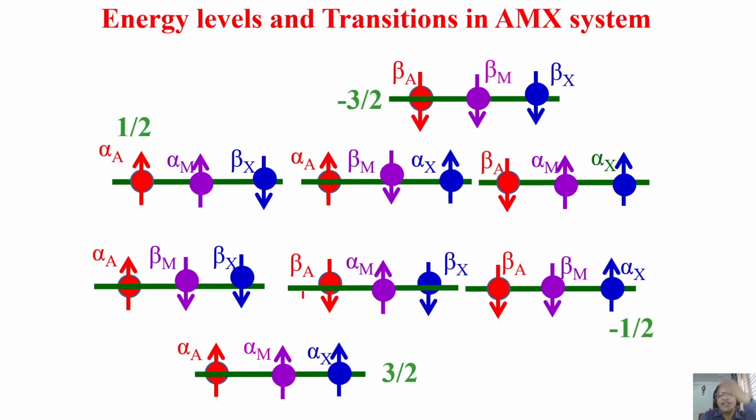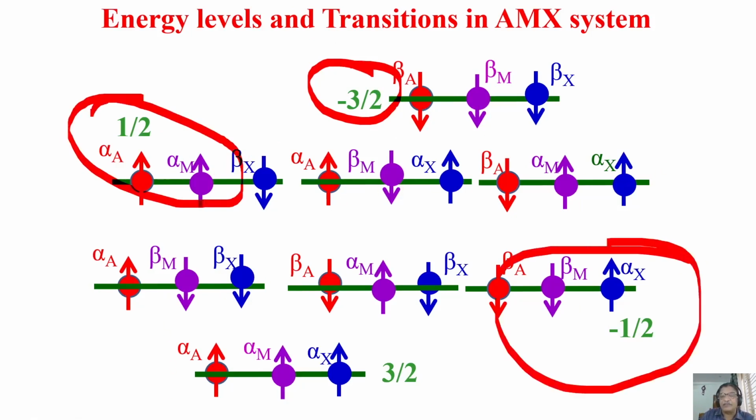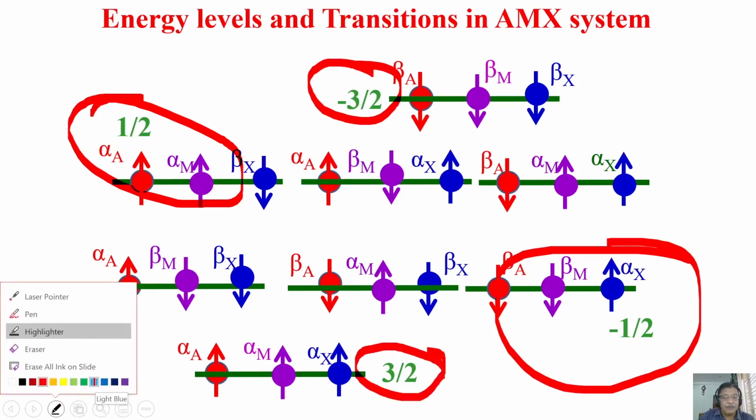Now I am going to write the energy levels and transitions in an AMX spin system in a very simple way. I said minus 3 by 2 state here, which is minus half, minus half, minus half. All the 3 are down. This is plus half. Here 2 are up, 1 down. You see, this is minus half. Here 2 down, 1 up. So this is a minus half energy state. And what about this one? This is plus 3 by 2. Okay. So now what we will do?